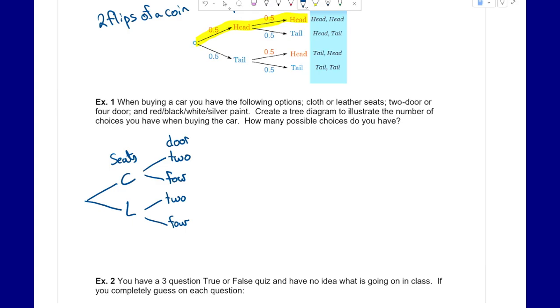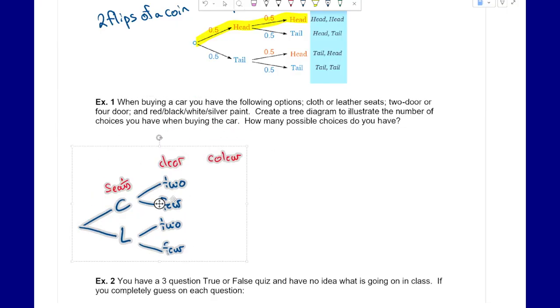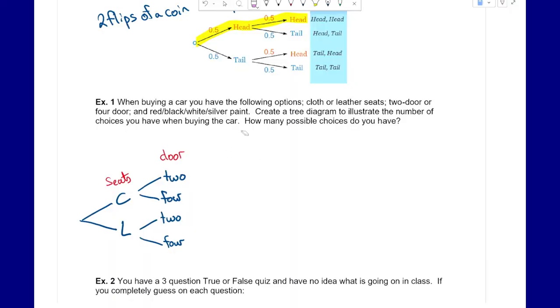And then lastly, actually, let me do those in a different color just so we don't get them confused. So we have our seats, then we have our doors, and our last one is going to be the color. Now, this one might get a little bit messy. I'm going to give myself a little bit more space here. Because for each one, there's going to be 1, 2, 3, 4. Right? Red, black, white, or silver.